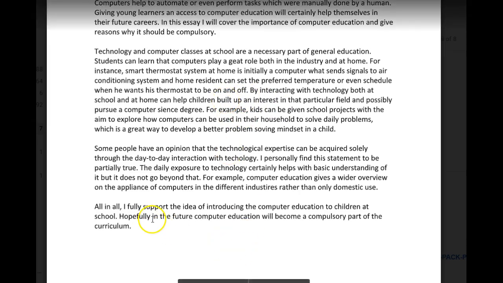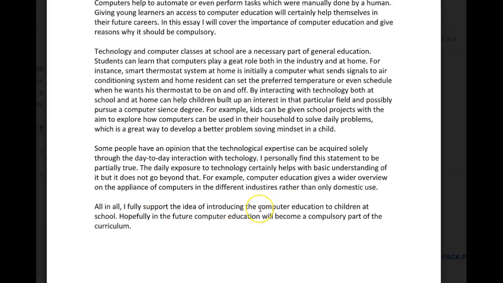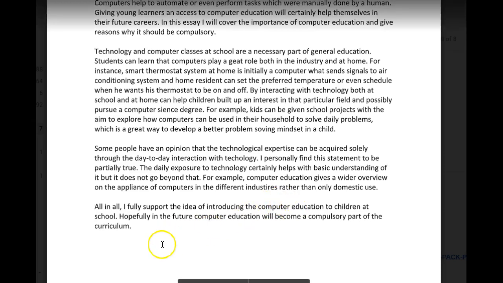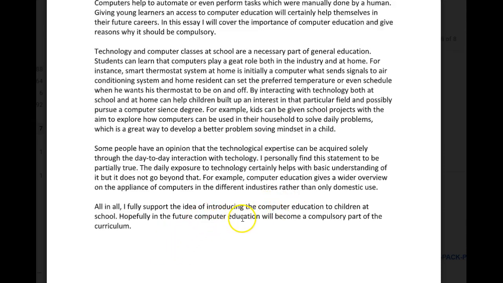All in all, I fully support the idea of introducing computer education to children at school, hopefully in the future computer education. All right, can you not repeat computer education so much? You could have just said it will become a compulsory part of the curriculum. All right, so there are some good elements here. There are some problems, though, both in terms of your task achievement and your coherence and cohesion. Your grammar and your vocabulary were fine. However, you've got to be careful with your articles. Too many thes when we don't need them, so I want you to revise some rules about that.